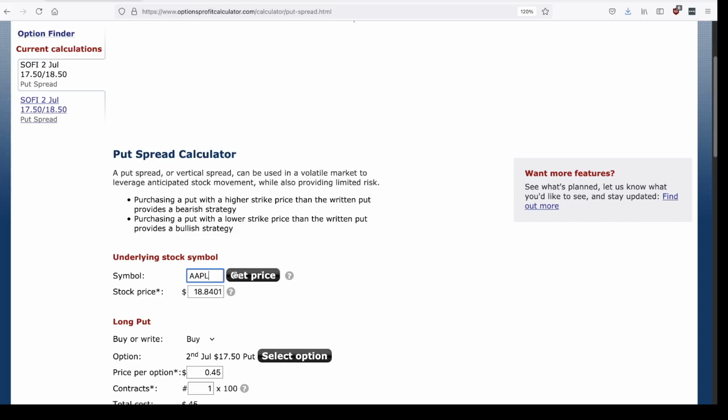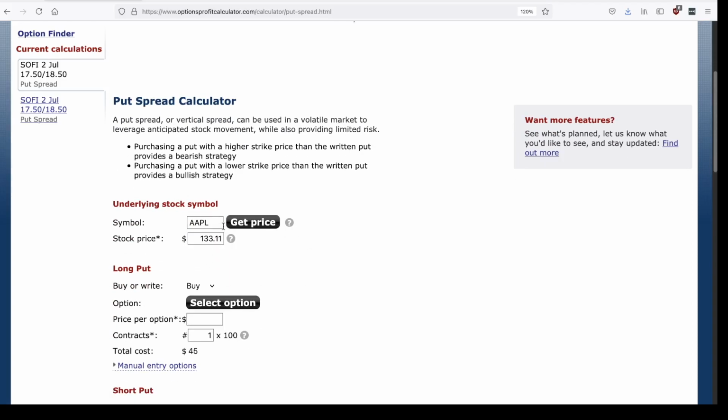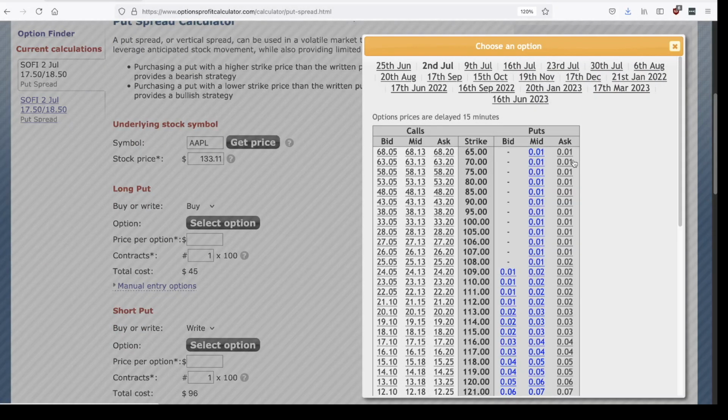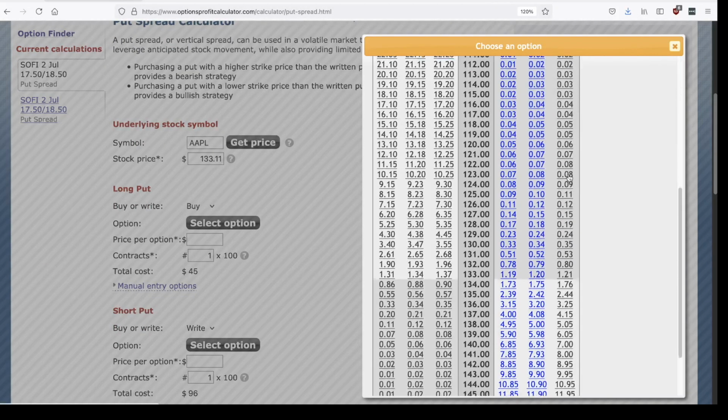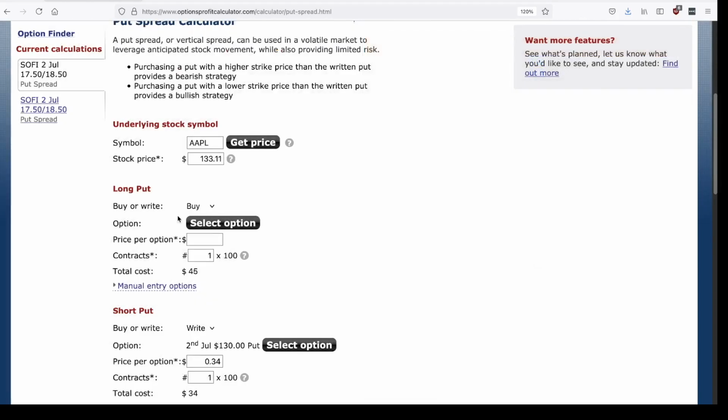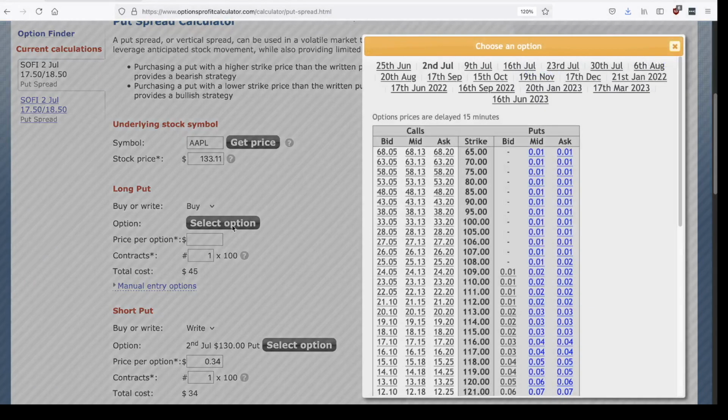So I'm going to say let's do one on Apple real quick. Apple's trading at 133. That's pretty expensive for my blood. So come over here and let's say I'm going to get more conservative and I'll sell the 130 put contract for 34 cents. But I don't have $13,000 in my account to play on this stock. That's fine because we're doing a spread.